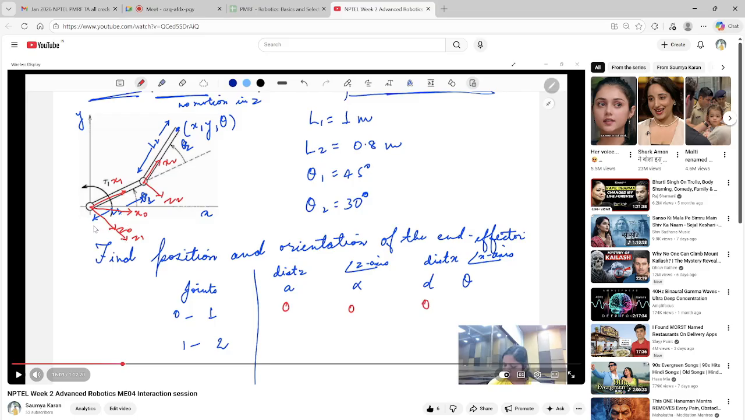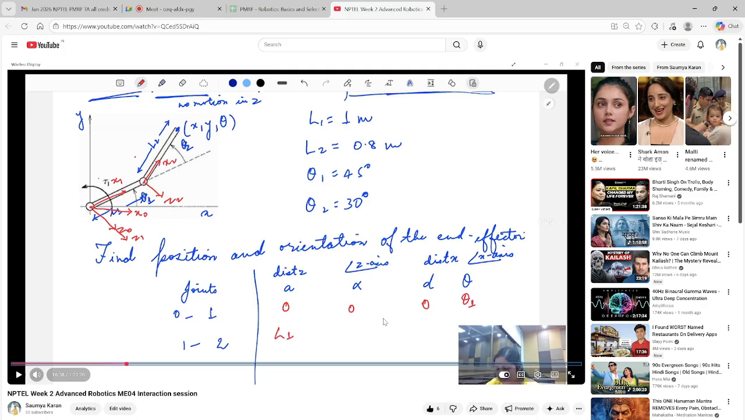So what is a between x0, z0 and z1? Is there any distance? There is no distance, right? Because both of them are coinciding. Is there any angle between z0 and z1? No angle. Is there any distance between the x-axes, x0 and x1? No, they are intersecting, so the distance is also 0. And about the angle, that is where we have to care. You see that the angle between x0 and x1 is theta 1. So we write theta 1 over here.